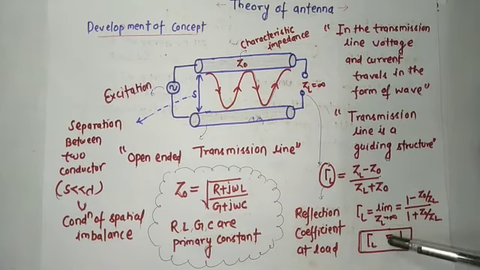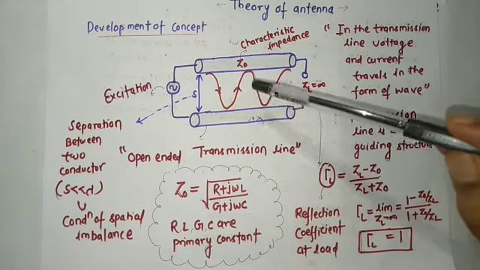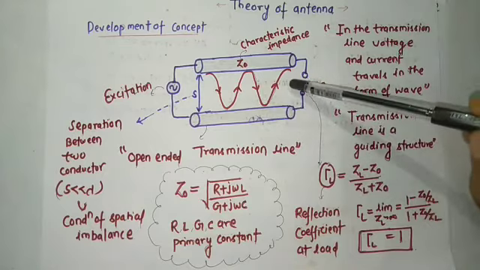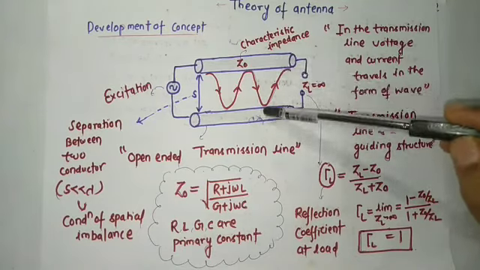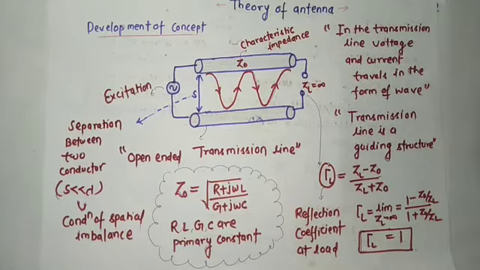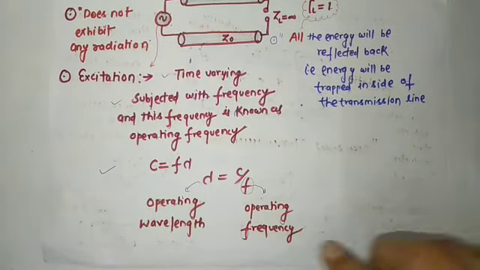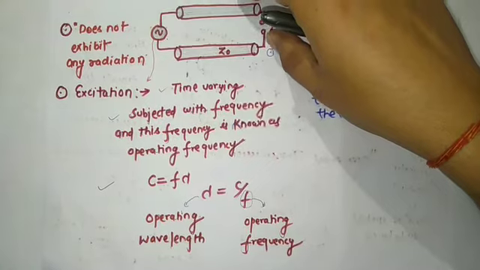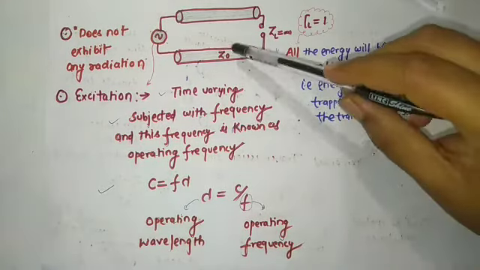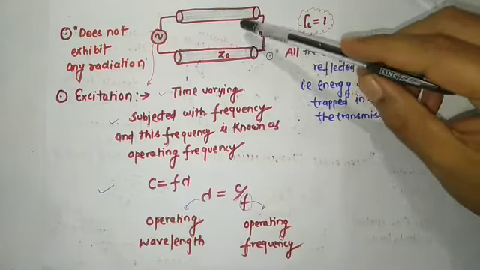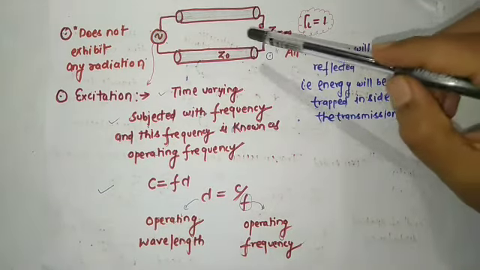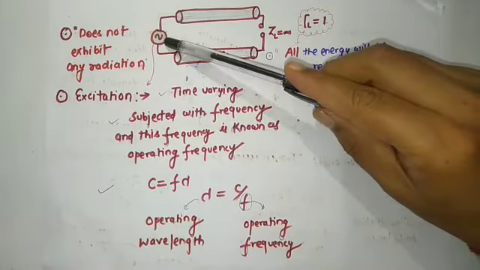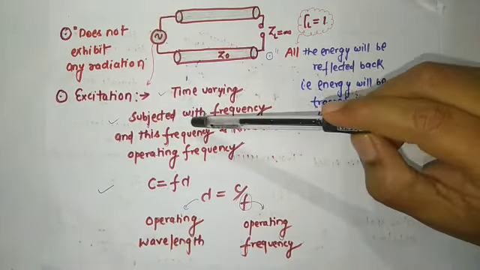What is the meaning of this? The meaning is that whatever energy is coming from the source is completely reflected back. Then I can say this structure has trapped all the energy, meaning it behaves like a resonator. If this structure has trapped all the energy, it means this structure does not exhibit any radiation. One another thing we say, this is excitation, and excitation is subjected with frequency.